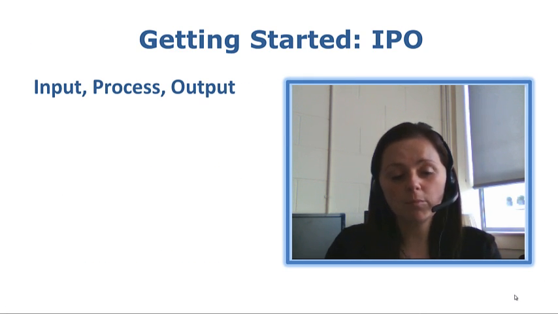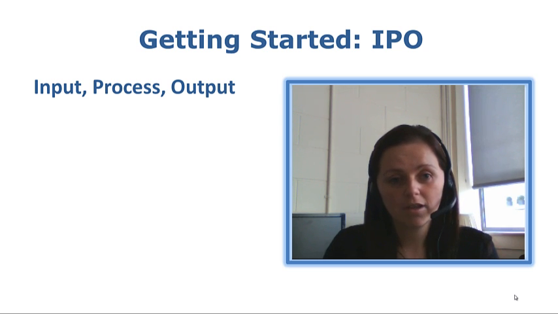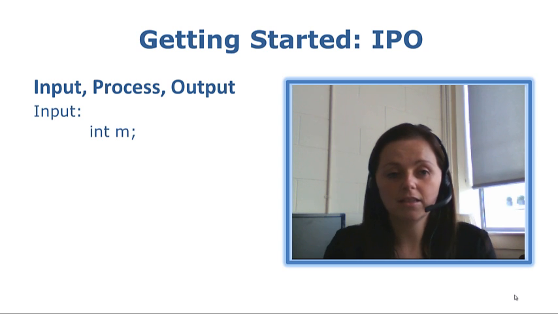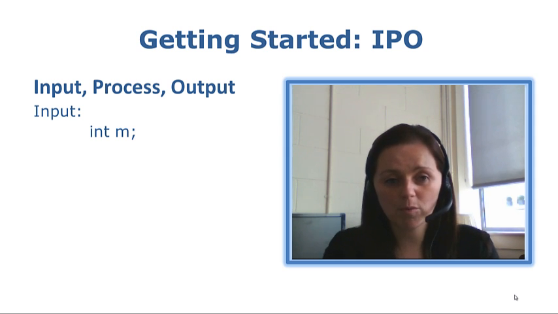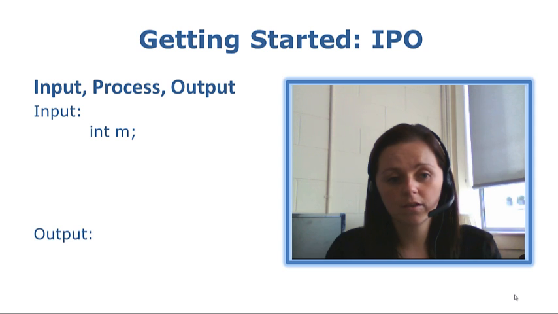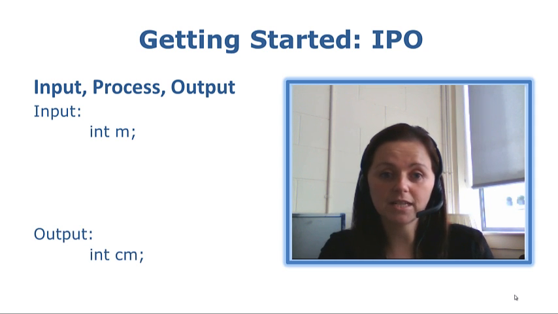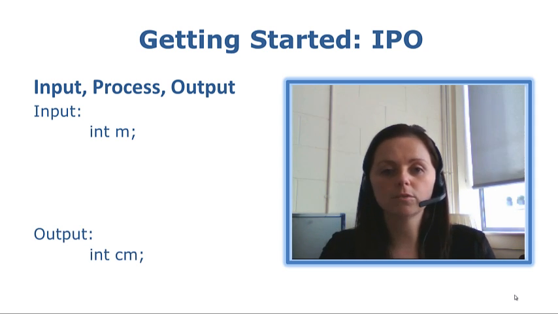So our input for this program is to accept a number of meters from the user. And in this case, I'm going to call that m. So I'm going to need a variable to store my meters in, and I'm going to call it m, and I'm going to just deal with whole numbers for this example, so we'll use integers. The next thing to think about is what my output from the program is going to be. My output in this instance is going to be centimeters, and again I'm only going to deal with whole centimeters, so we'll declare it as an int as well.